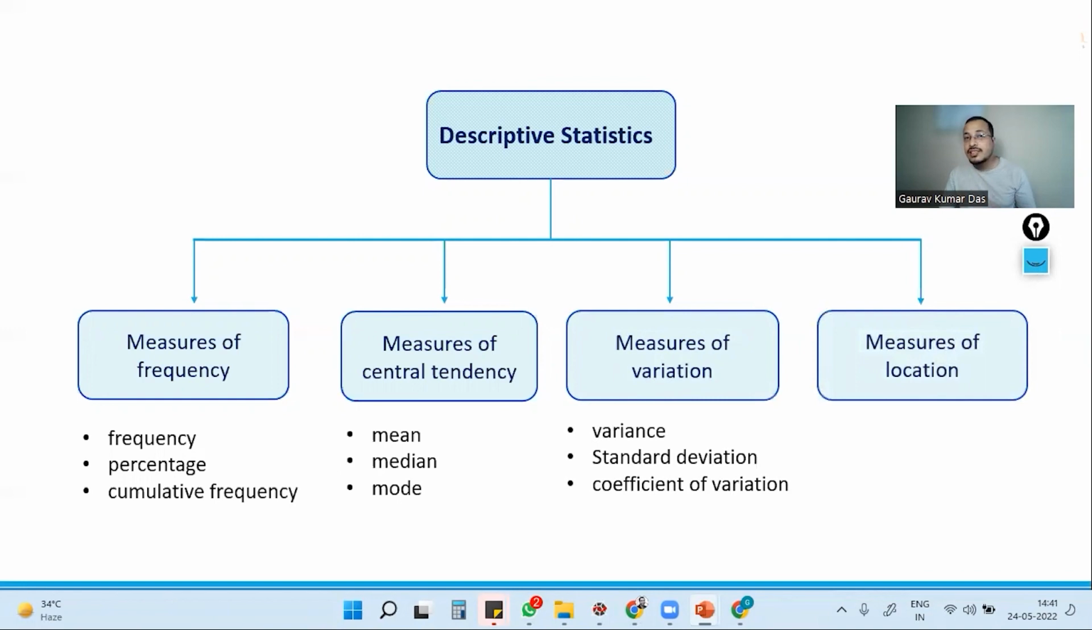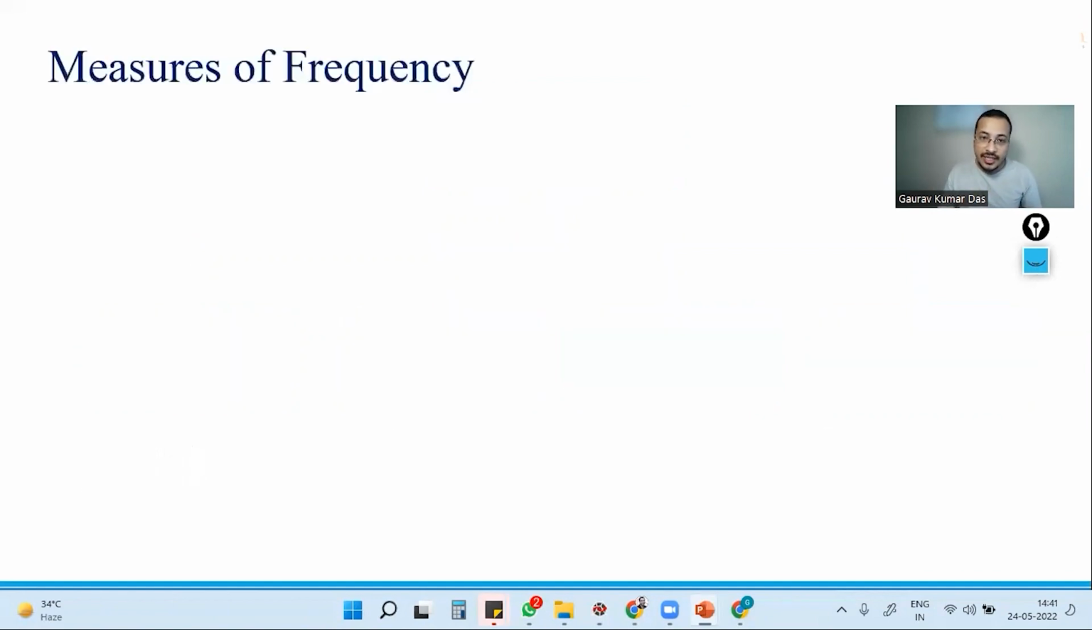Lastly, we have the measures of location. Now, this is also very, very important, guys, because that is where we try to understand the percentile and the quartile ranks of a data. We'll talk about all these things in proper detail. We'll also get to know how to calculate them using a programming language like Python. So for today, we'll start off with these two topics: measures of frequency and measures of central tendency.